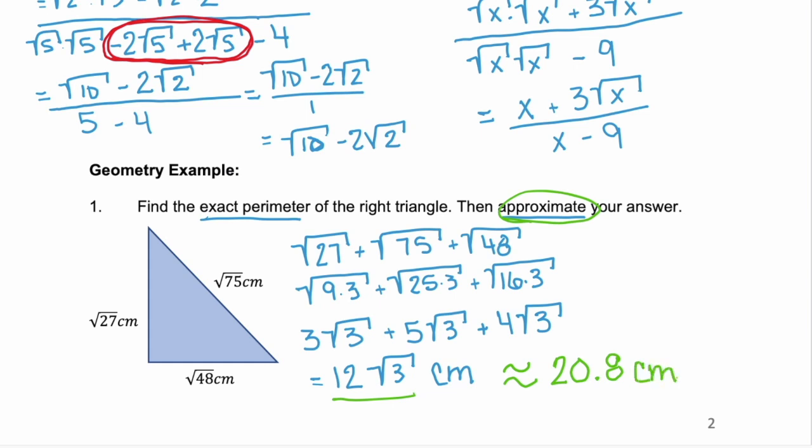So remember, factor those radicands and simplify them as much as you can. And then if they have the same index and the same radicand, you have like radicals and you can combine them.